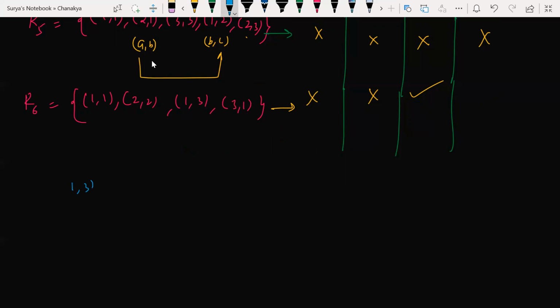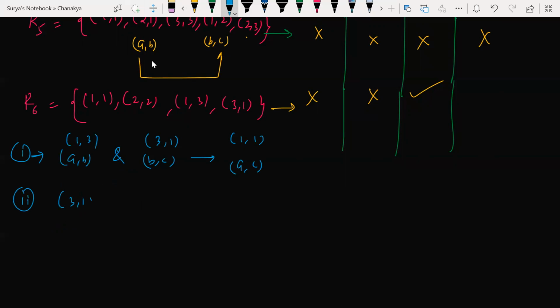If this is my A comma B, correct? Then B comma C is what? It can be 3 comma 1, isn't it? So 1 comma 1 is what? A comma C. Okay, this is one possibility. Or else, you write A comma B as 1 comma 3, right? And this is case 1. Now case 2, if I take 3 comma 1 as A comma B, then B comma C is going to be what? 1 comma 3 something.